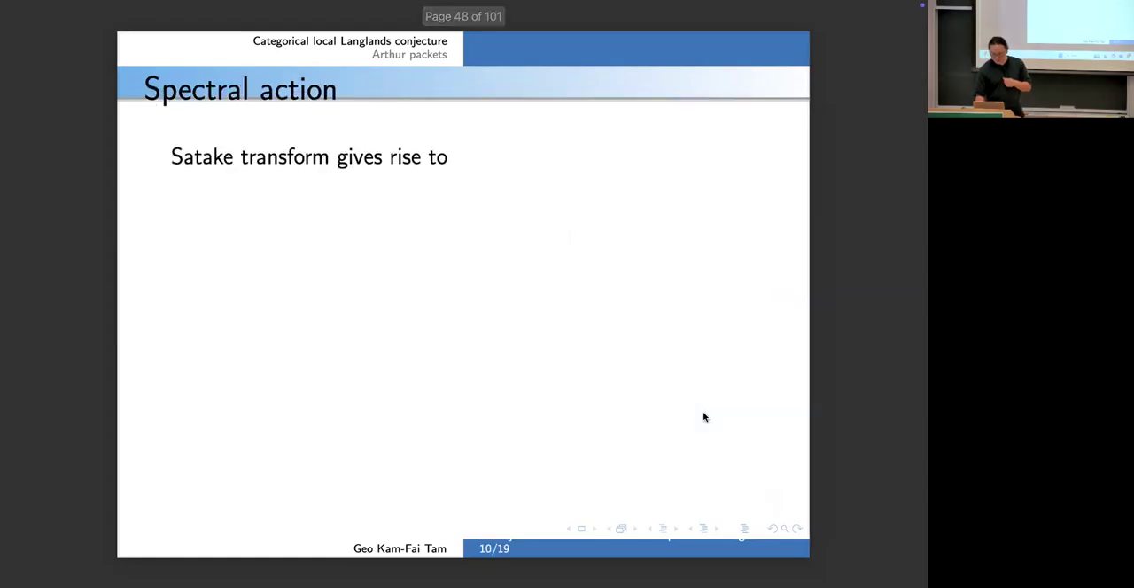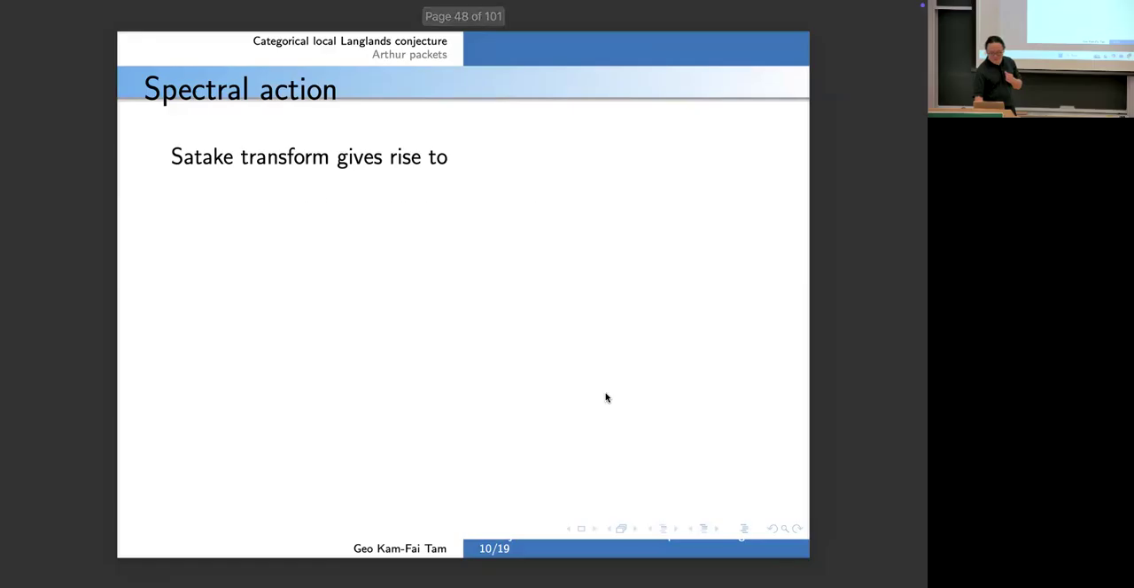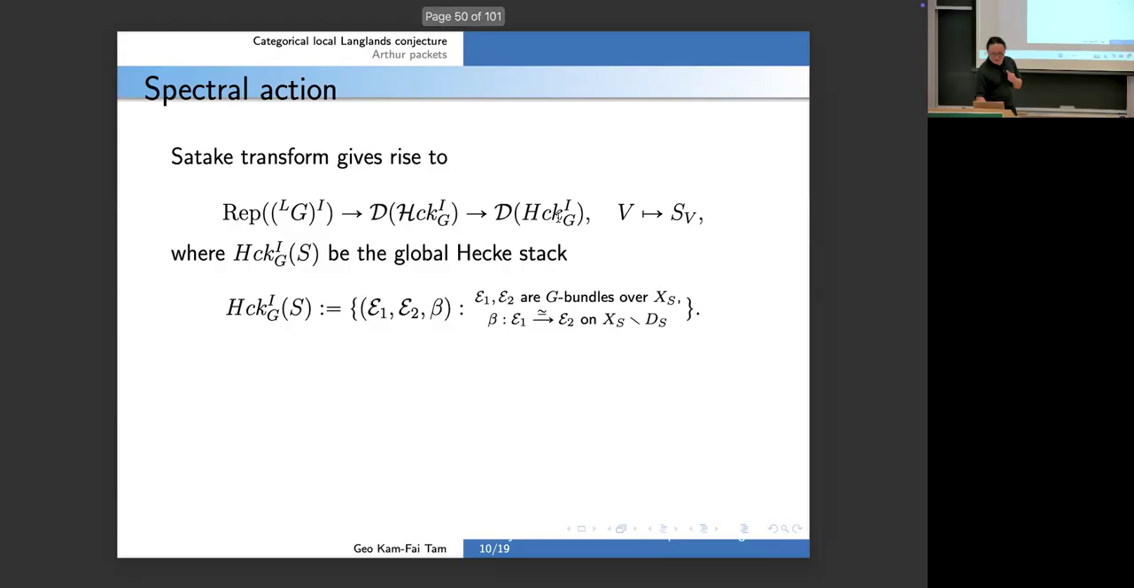So then now I can talk about the spectral action. This Satake transform, which is this statement, gives rise to this sequence of functors. So representation of the L group of G goes to the full derived category of the Higgs stack. It also goes to another similar category. This one, this regular H hat is the global Higgs stack defined in this way.